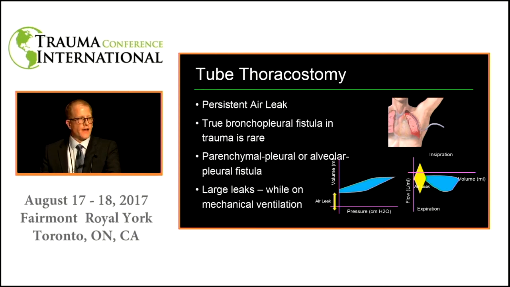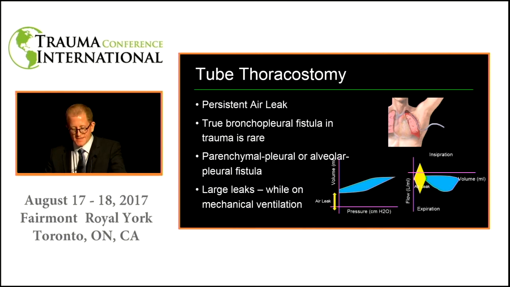Persistent air leaks need to be evaluated at the bedside, and you want to determine if there's a mechanical leak from your system itself. So you want to evaluate all the connections to ensure that there are no abnormalities there. True bronchopleural fistulas in trauma are rare, but what's more common are parenchymal pleural or alveolar pleural fistulas. And the way we can recognize this on pressure volume or pressure flow diagrams is as illustrated here.